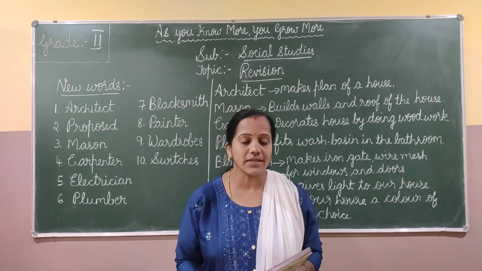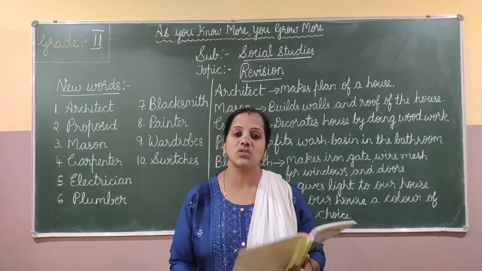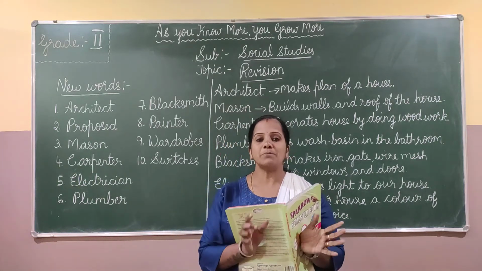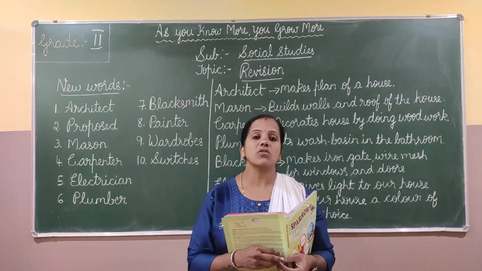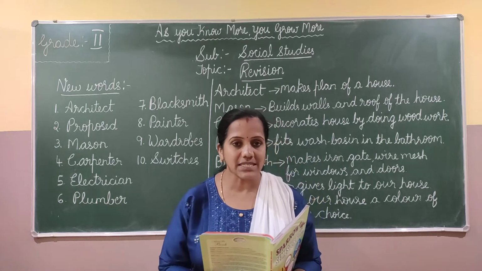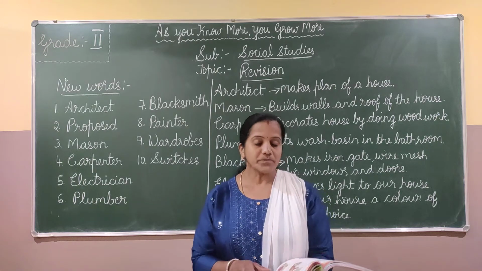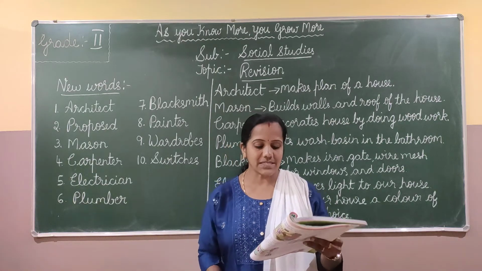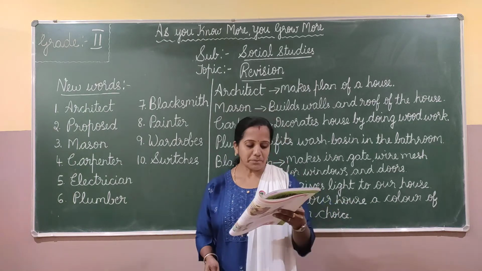Later on, once the plan is finalized, the next person is the mason. The mason with the other laborers marks the land as shown in the plan. So once the plan is finalized, the architect makes the map, it is called a plan, and once it is finalized, the mason with the other laborers, according to the plan, marks the land as shown in the plan.